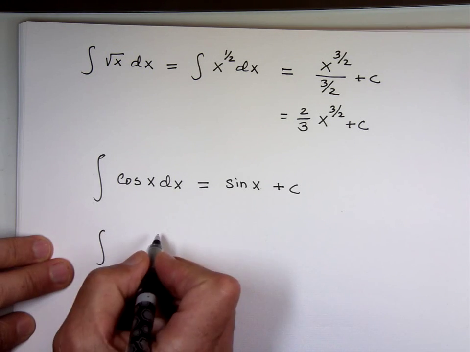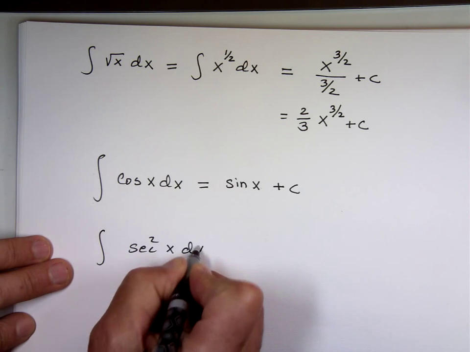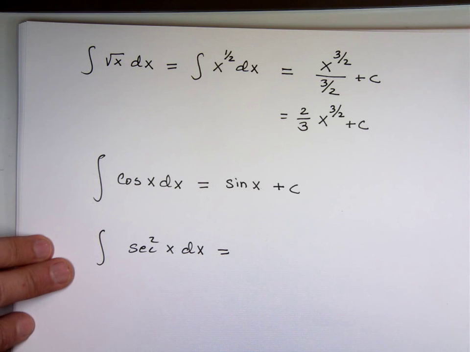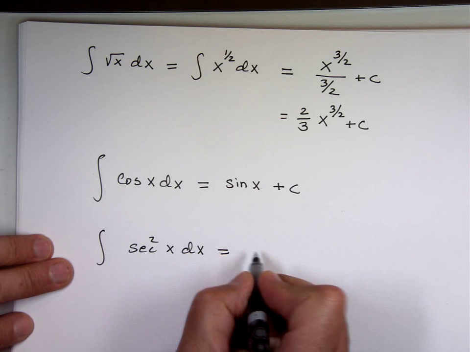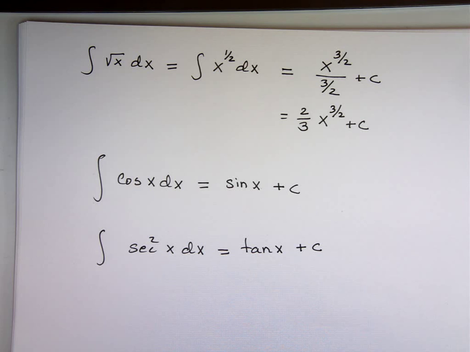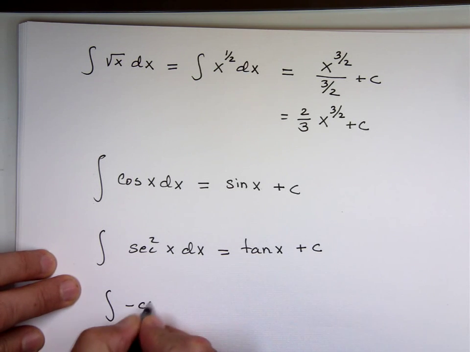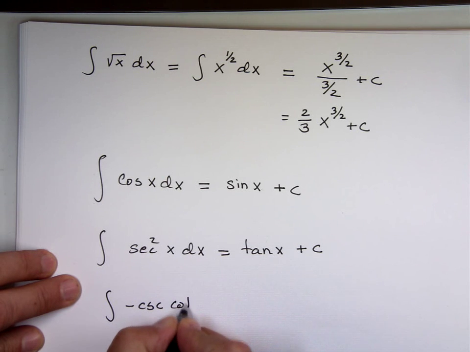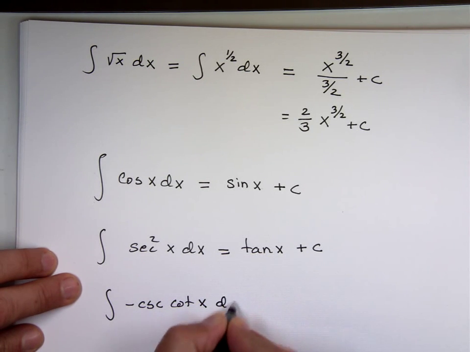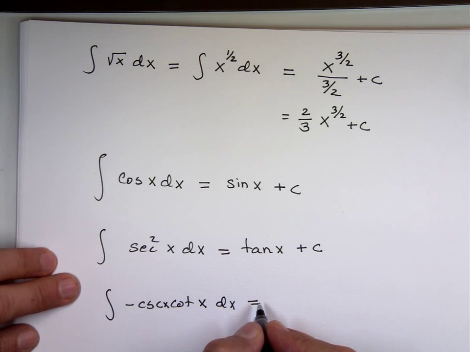What's the integral of secant squared x dx? What function has a derivative equal to secant squared? Tangent. Tangent x plus c. What is the integral of negative cosecant cotangent x dx? Who has a derivative of negative cosecant cotangent? Cosecant x.